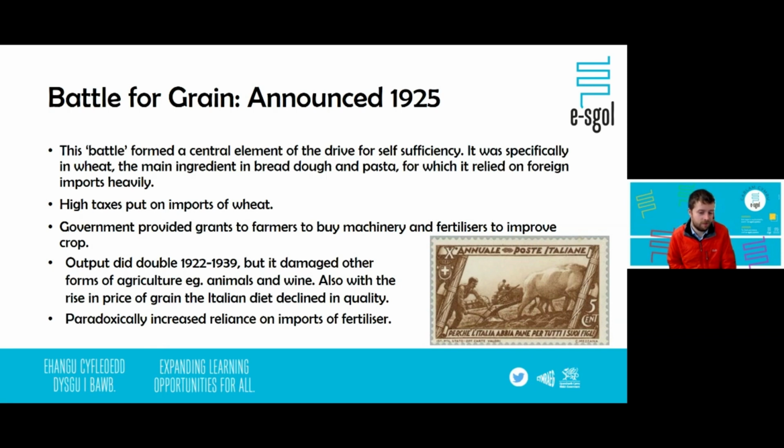Success, I might hear you say. But it damaged other forms of agriculture, animals and wine, right? There were fewer people growing grapes to make wine. There was less pasture land for the animals. And with the rising price of grain, the Italian diet declined in quality. And brilliantly paradoxically, it actually increased reliance on imports of fertilizers from abroad. So they decreased reliance on imports of wheat in order to increase reliance on fertilizers.